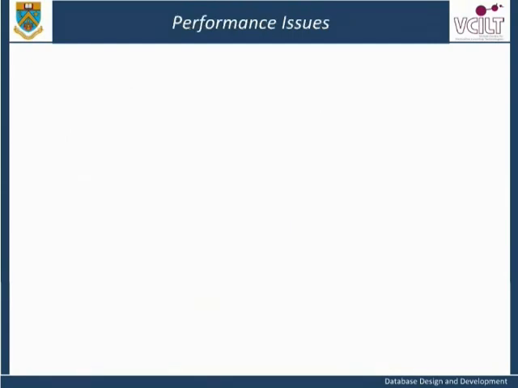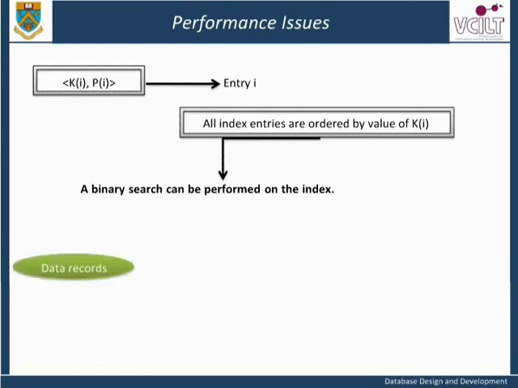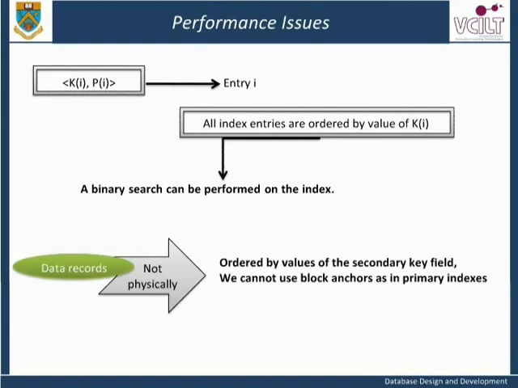We again use the notation <K_i, P_i> to represent an index entry. All index entries are ordered by the value of K_i, and therefore a binary search can be performed on the index. Because the data records are not physically ordered by values of the secondary key field, we cannot use block anchors, as in primary indexes. That is why an index entry is created for each record in the data file, rather than for each block. P_i is still a block pointer to the block containing the record with the key field value K_i.